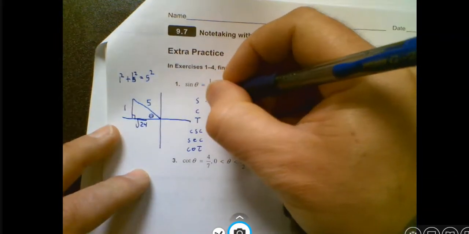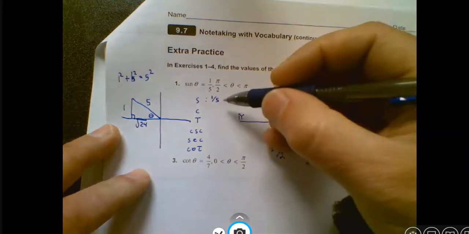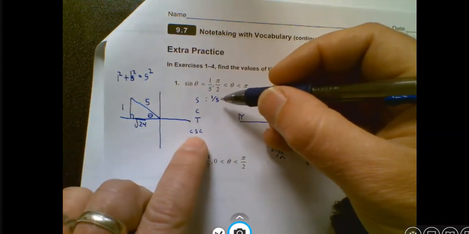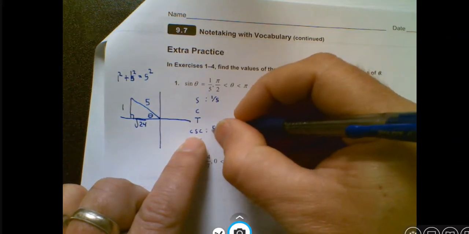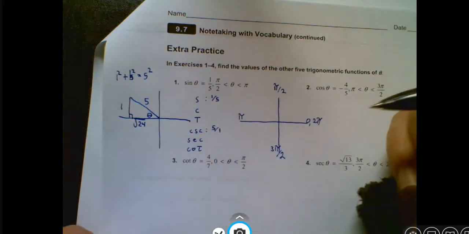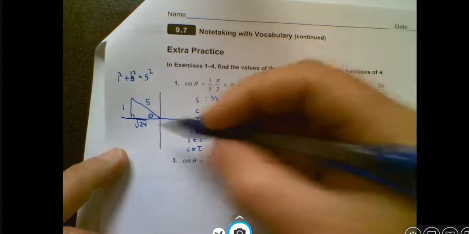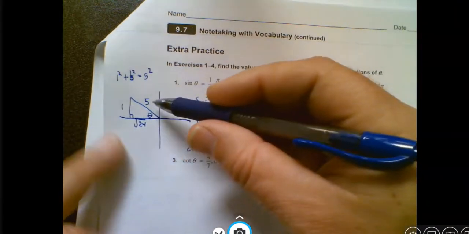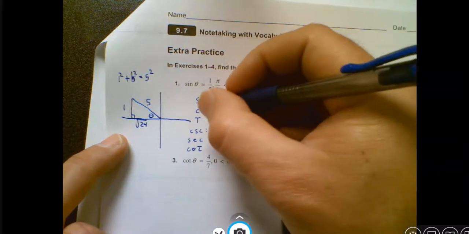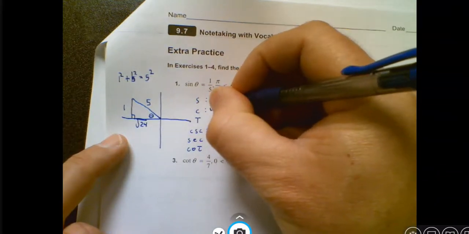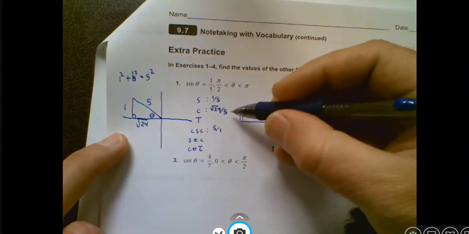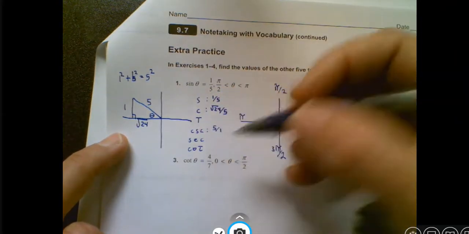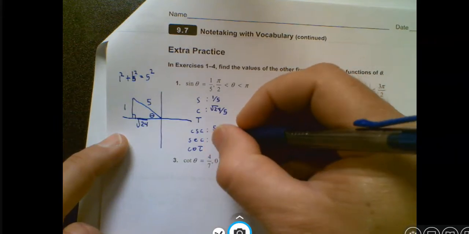They gave us 1 to start with. That's our 1/5, our sine value. And remember, right off the bat, cosecant is just going to flip that upside down. So I know 5 over 1, or 5, would be my cosecant value. Cosine, we do adjacent over hypotenuse, so rad 24 over 5. And again, I would flip that upside down to get my secant value, so it becomes 5 over 24.